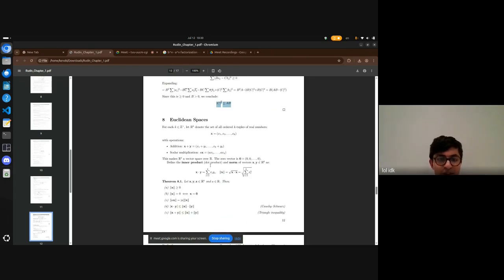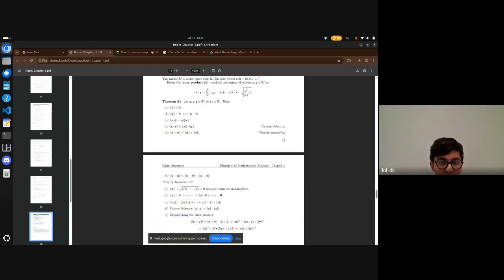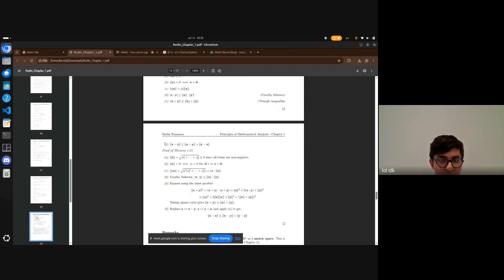And we go into Euclidean spaces, these properties over here, and the metric space property, of course.